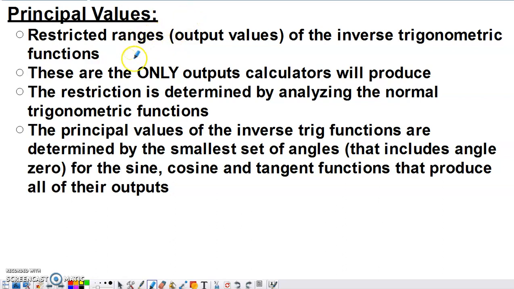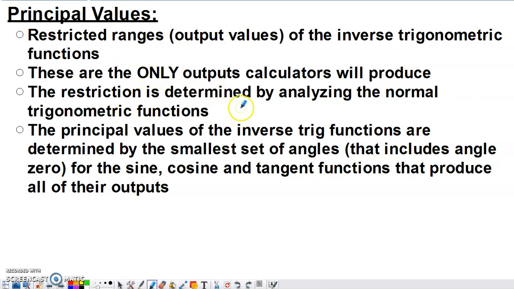So basically the principal values are the restricted ranges of the answers we would get when we evaluate inverse sine of 1/2, inverse cosine of negative 0.6. The calculator is always going to return values that are within set ranges for inverse trig evaluations. We want to make sure we recognize that and realize what the calculator is going to do when we type in inverse sine, inverse cosine, inverse tangent of whatever. So the principal values are the only values the calculators are going to produce.